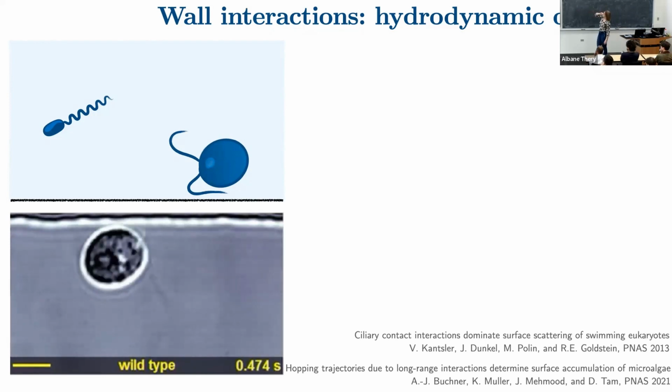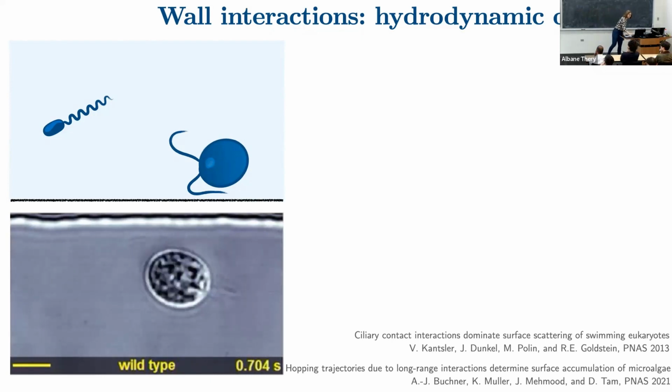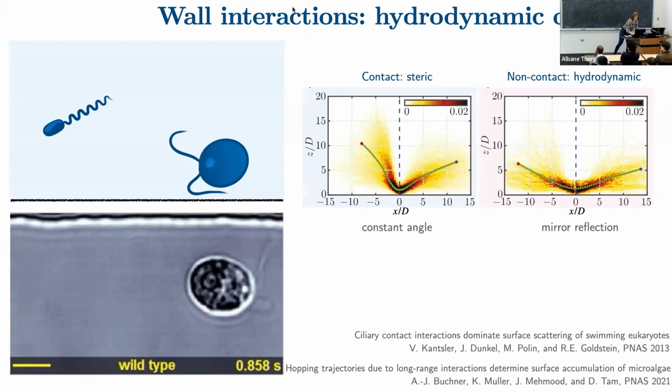So this is a movie from Ray Goldstein's group, and there were further experiments that really showed this. So there really are two types of contacts when you think about Chlamy, and the most frequent one is the steric one. In the steric one, the algae arrives at an angle, hits the wall, and then leaves the wall at an angle that does not depend on its previous trajectory. It's basically a constant departure angle.